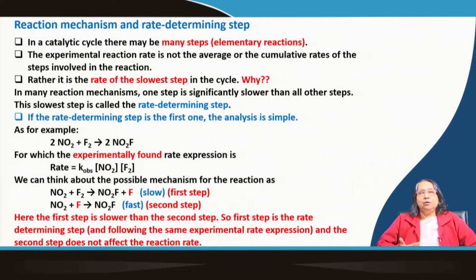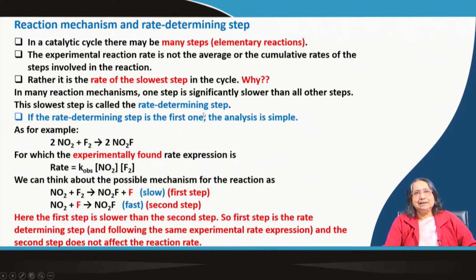If you really want to expedite the process, meaning you want to make it faster, then you have to make the table number 5 to 6 faster. That is the rate determining step. The actual rate is governed by that one. So it is the rate of the slowest step in the cycle. In many reaction mechanisms, one step is significantly slower than all other steps. This slowest step is called the rate determining step.